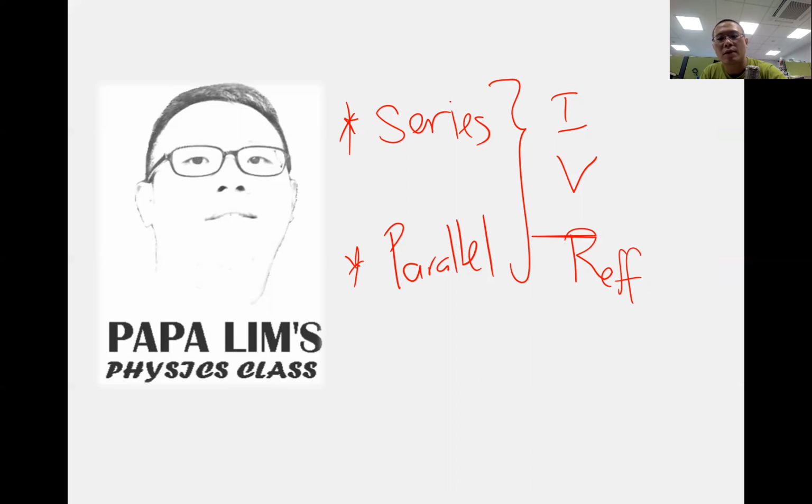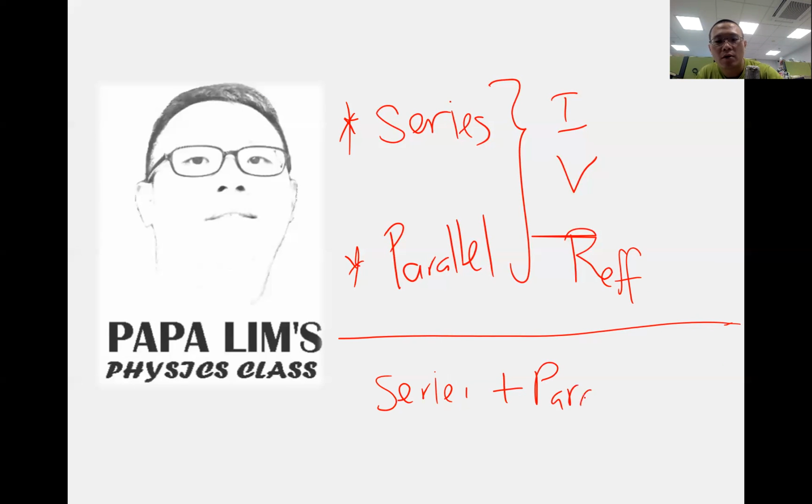But sad to say, in real life, most circuit arrangements are actually a mixture. So I can have a circuit that consists of series and parallel. So in the next section, we'll look at what happens if I get a mixture circuit. When I get a circuit with partial series and partial parallel, what should I do? Should I do the series first? Should I do the parallel first, etc.?